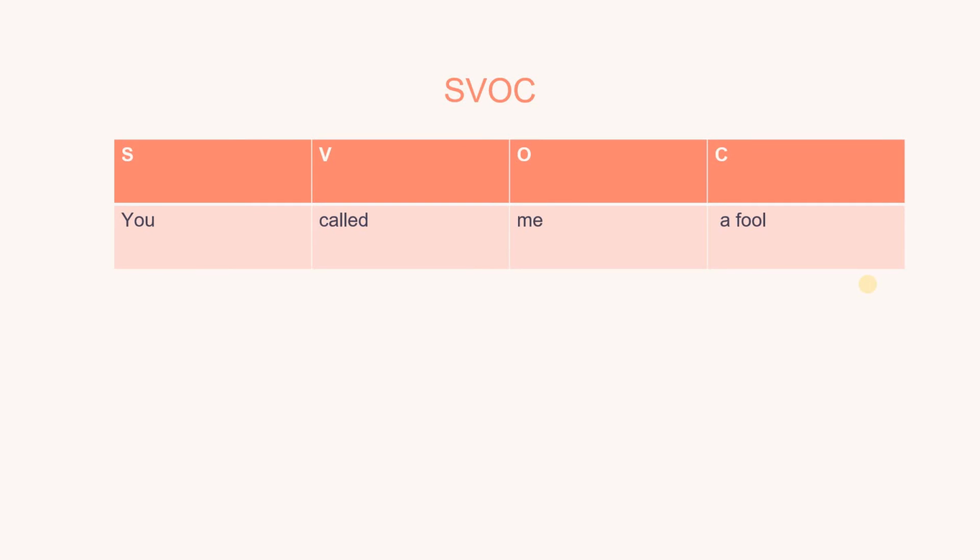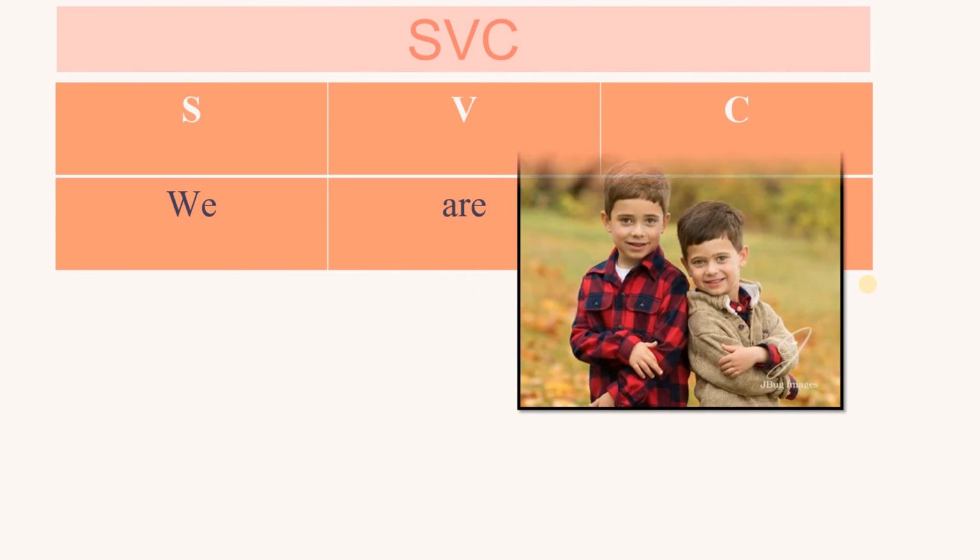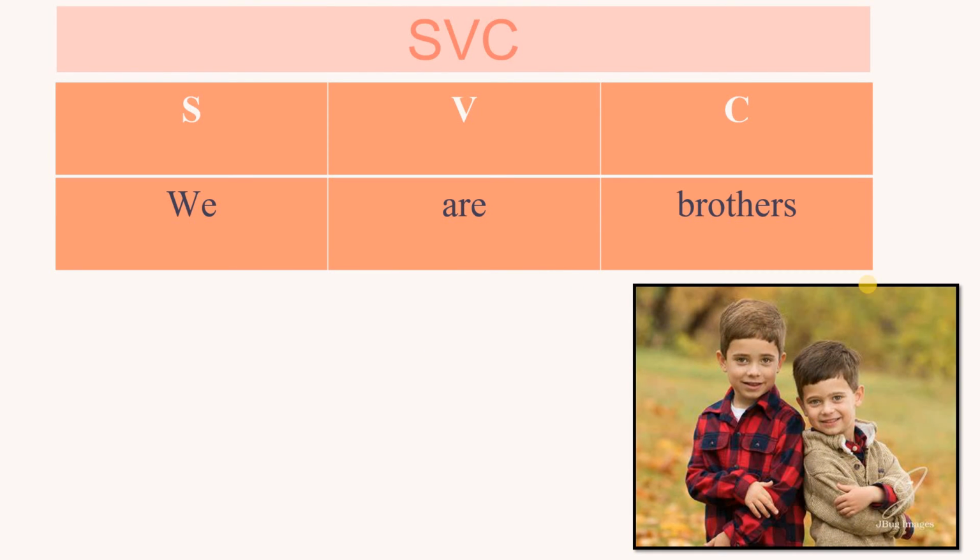SVOC. You called me a fool. So we know it. You is the subject, called the verb, me the object, a fool the complement. SVC. We are brothers. We is the subject, are is the verb, brothers the complement.